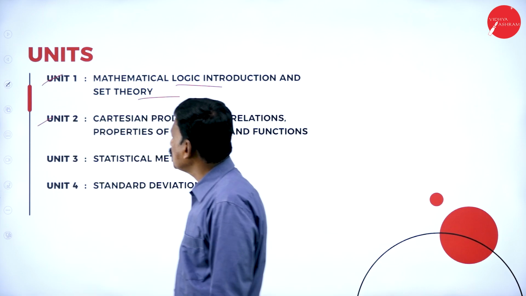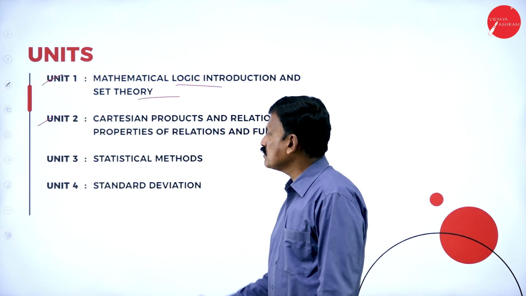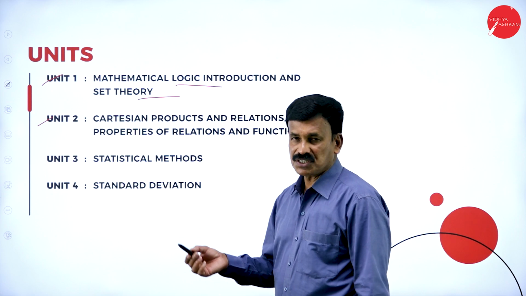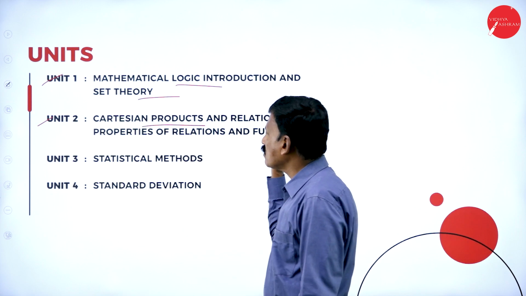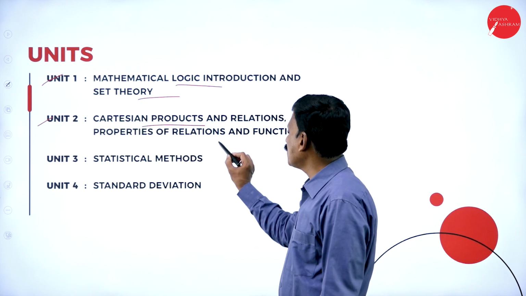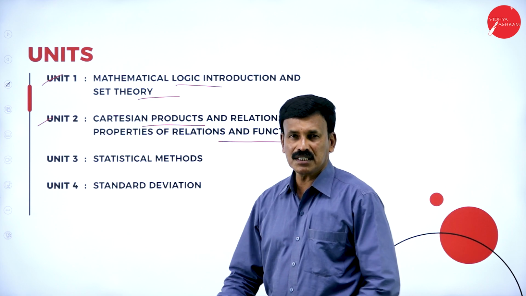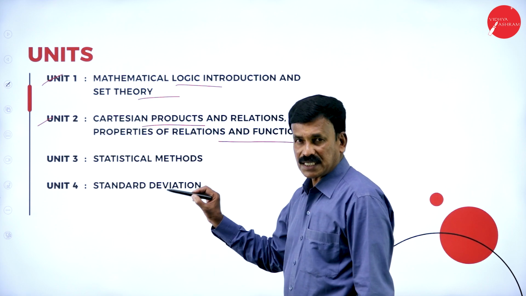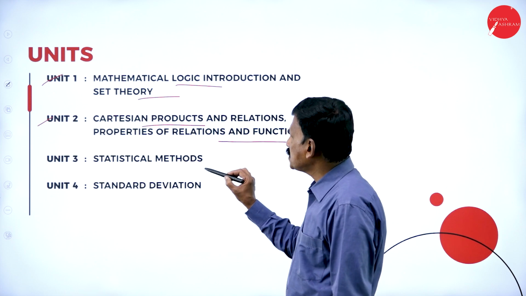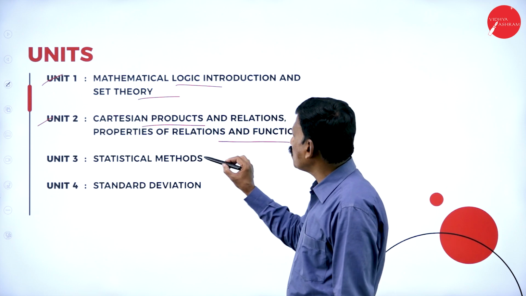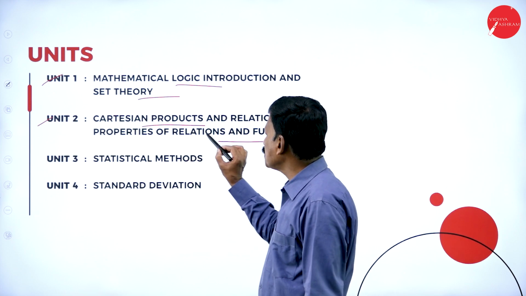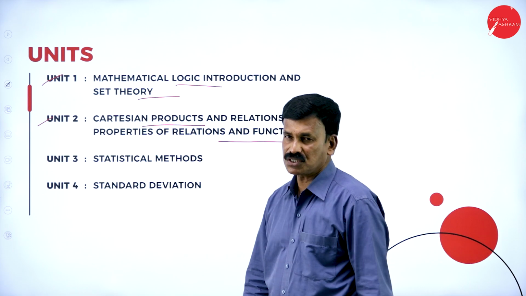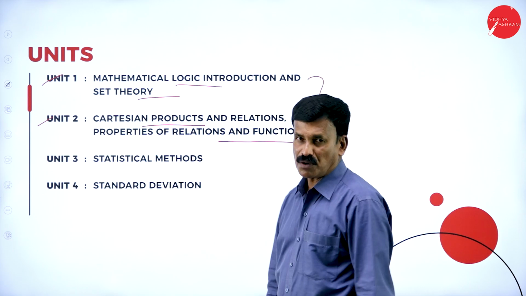The second unit, unit 2. So unit 2 is nothing but the relations and functions. In that we are going to study the Cartesian product, properties of relations and functions. So the second unit is relations and functions, Cartesian product and relation, properties of relations and functions. So these two come in the algebra part.